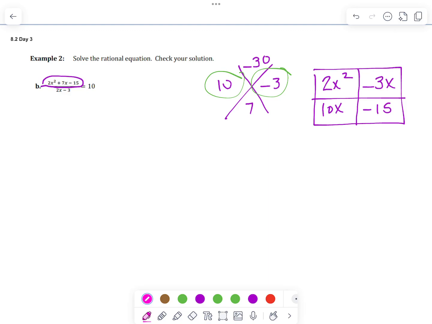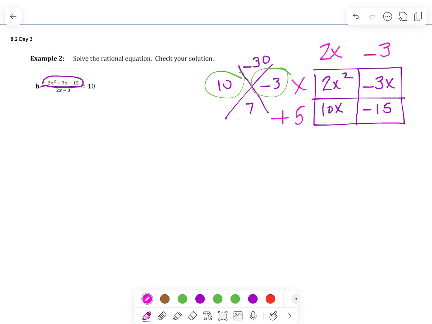So the first column, the GCF is 2x. The second column, the GCF is negative 3. The first row, the GCF is x. The second row, the GCF is positive 5. Now you do want to check to make sure that when you multiply, let's say x times 2x, you get 2x squared. X times negative 3, you get negative 3x. 5 times 2x, 10x. 5 times negative 3, negative 15.